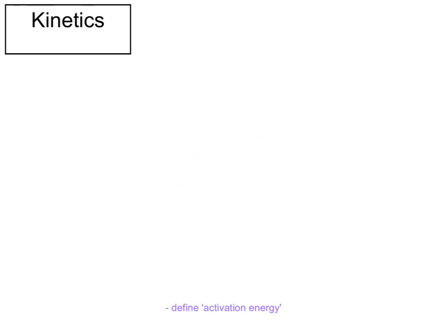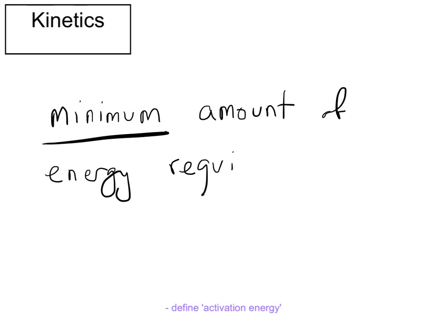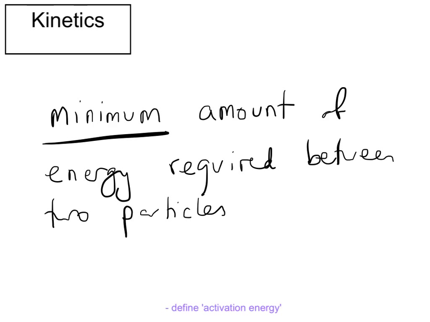So first, our definition of activation energy has to be very precise when you're in the exam, and the first word you've got to use is the word minimum. And if you don't use that word, then you won't get both marks. So it's the minimum amount of energy required between two particles for them to react. So you've got to remember that it's the minimum amount of energy, and that's the amount of energy required for a reaction to happen, basically.